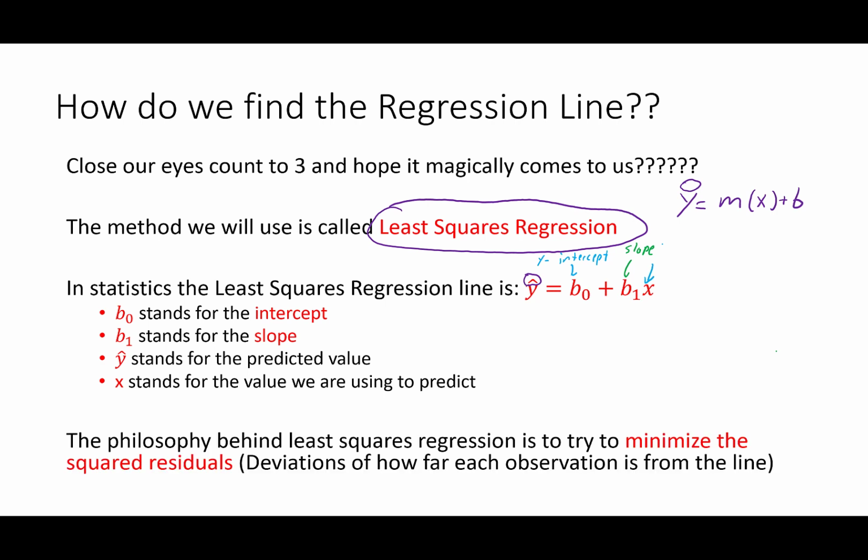The method that we're going to use to find the line that best fits our data, like we just said, is called least squares regression. But specifically, it's going to try to minimize what we call the squared residuals. And these squared residuals are deviations from how far each observation is from the line. Let's see what I mean by this.